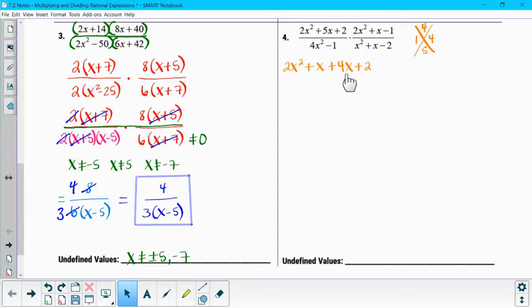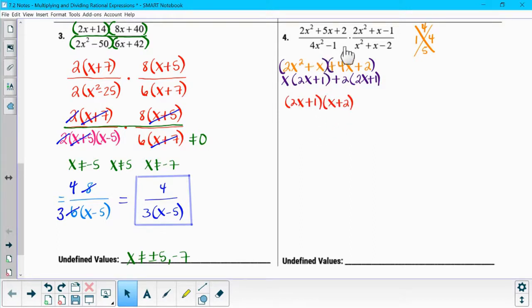Now, I rewrote my middle term, this 5x, as plus x plus 4x. I'm going to group the first two terms together and group the second two terms together. Now, the GCF of my first group is x. GCF of my second group is 2. So that gives me x times 2x plus 1 plus 2 times 2x plus 1. And now remember, from our factoring refresher, my parentheses should match, giving me my common factor of 2x plus 1. I'm left over with x plus 2.